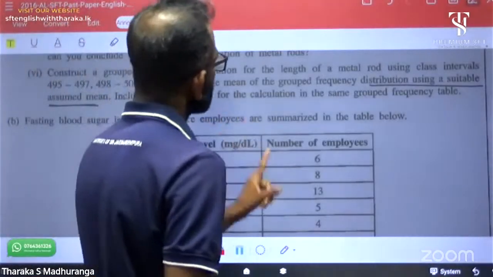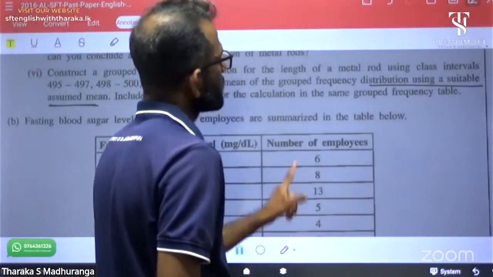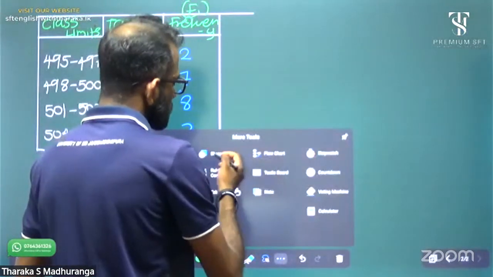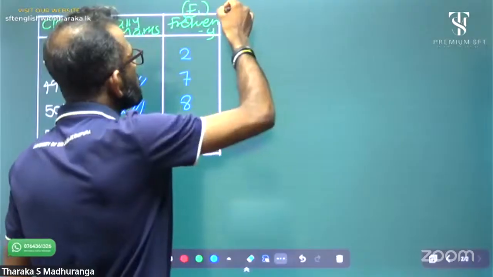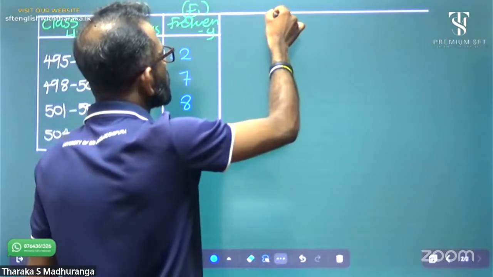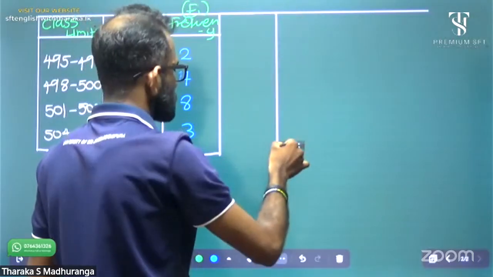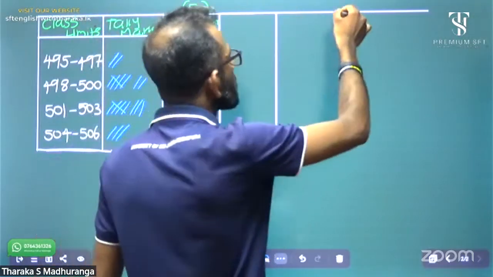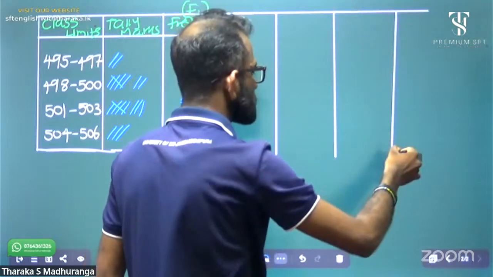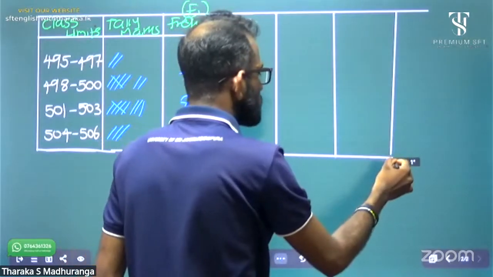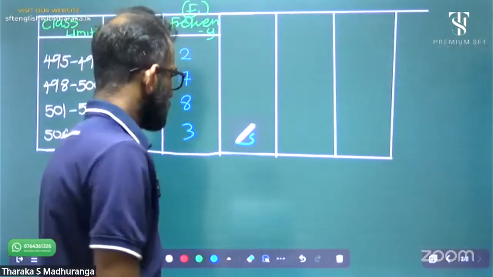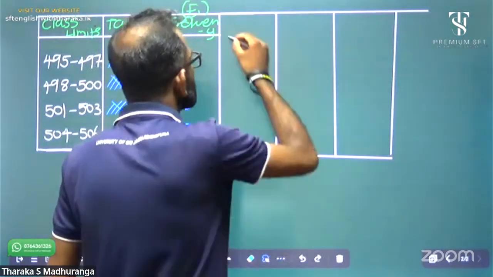Include values required for the calculation in the same table. Same table. Now this is our table. Okay, let's add these values. To calculate the mean by assume mean method, how many columns required? We need additional 3 columns. 3 more columns.